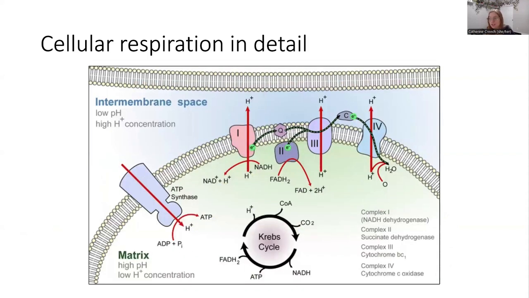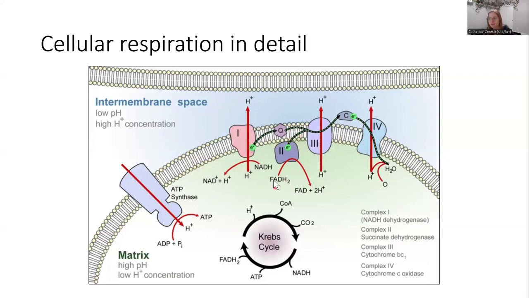Here's another visualization of the process. I have my proteins embedded in the inner membrane. This is the electron transport chain. I have NADH and FADH2. They are donating their high energy electrons, which are going to get shuttled through the electron transport chain.